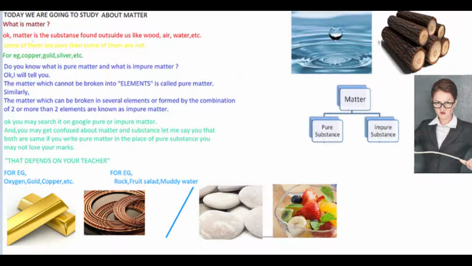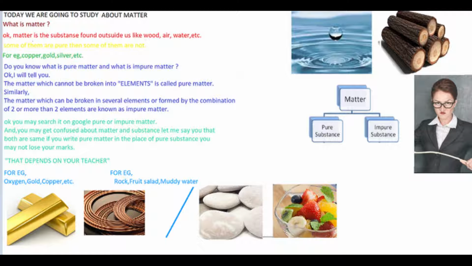Some of them are pure, and some of them are impure. For example, copper, gold, silver, etc. So, do you know what is pure matter and what is impure matter? Okay, let me tell you. Matter, as we discussed above, is the thing found outside us. Similarly, pure and impure matter are found outside us too.